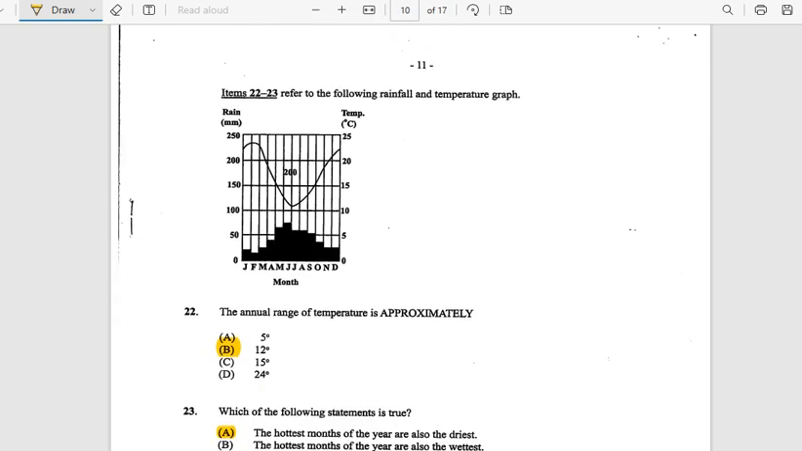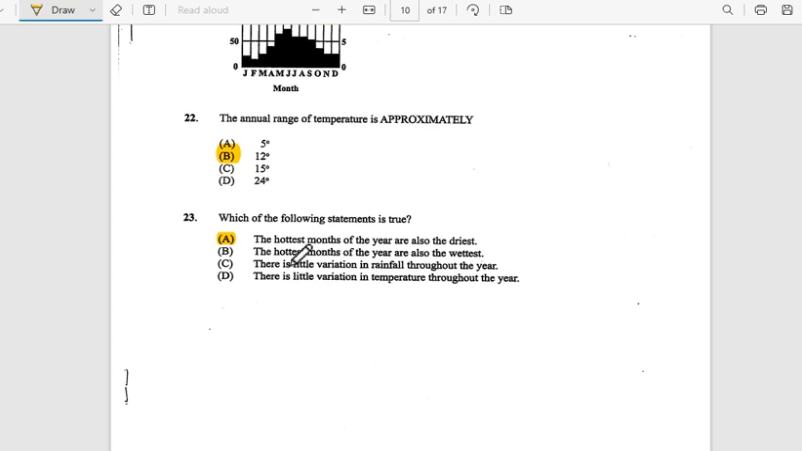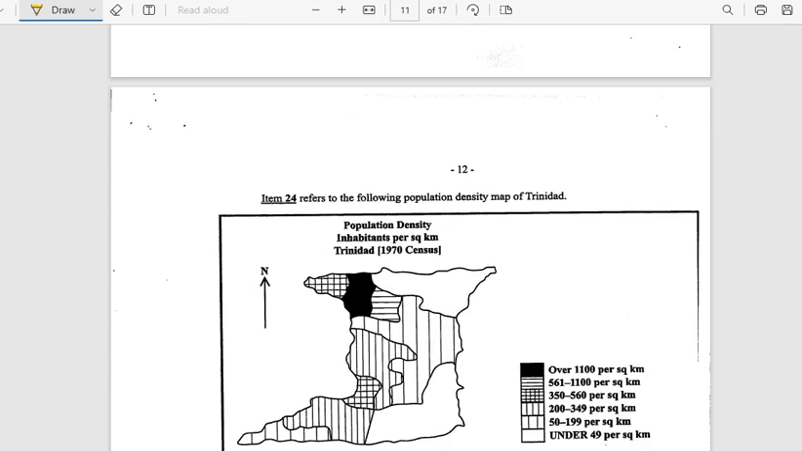All right. Number 22. The annual range of temperature is approximately. So let's check the range, guys. Range in the forest. So we have from 25 degrees Celsius straight down, and we will fall between 10, 11 and 12. So the answer will be 12 degrees Celsius, guys. Number 23. Which of the following statements is true? So the hottest month of the year is also the driest. So that would be true as well.